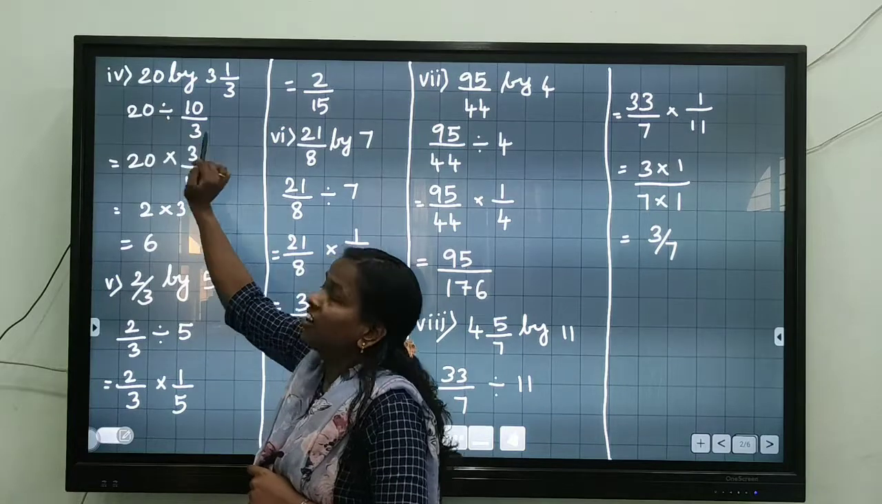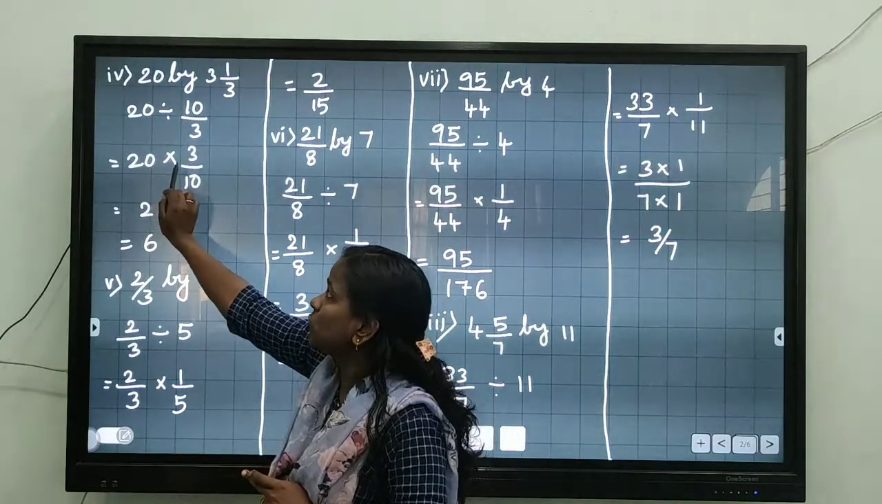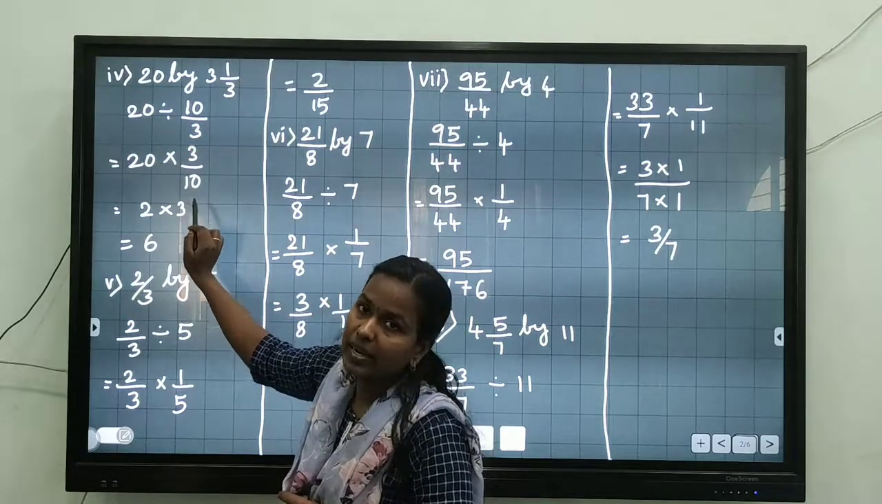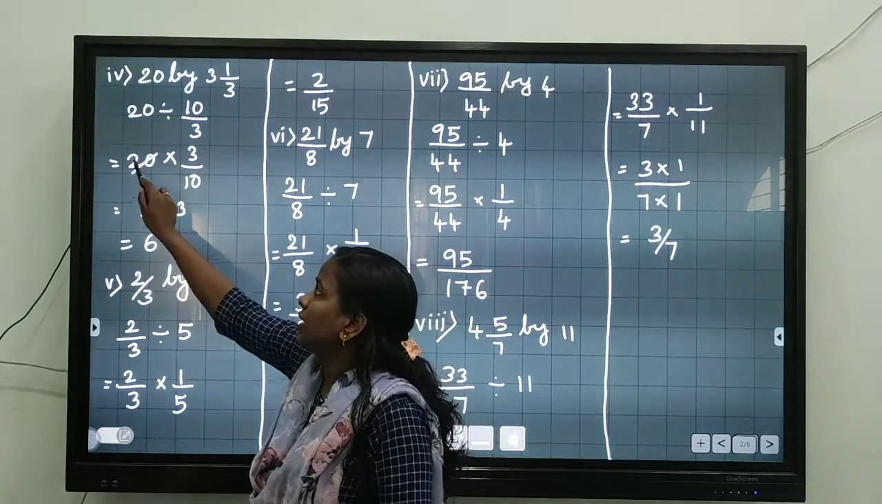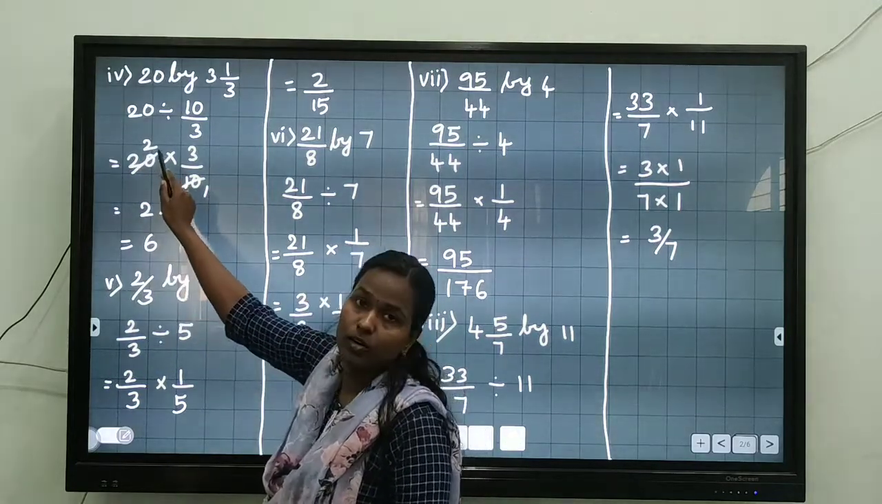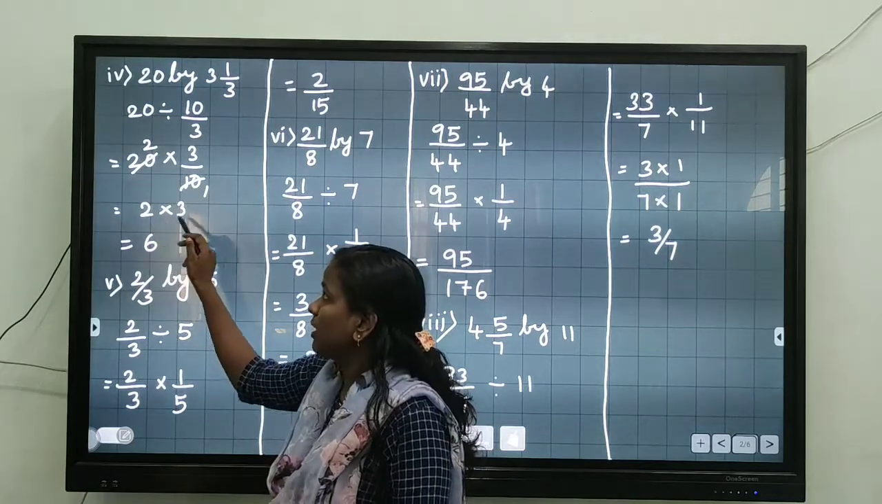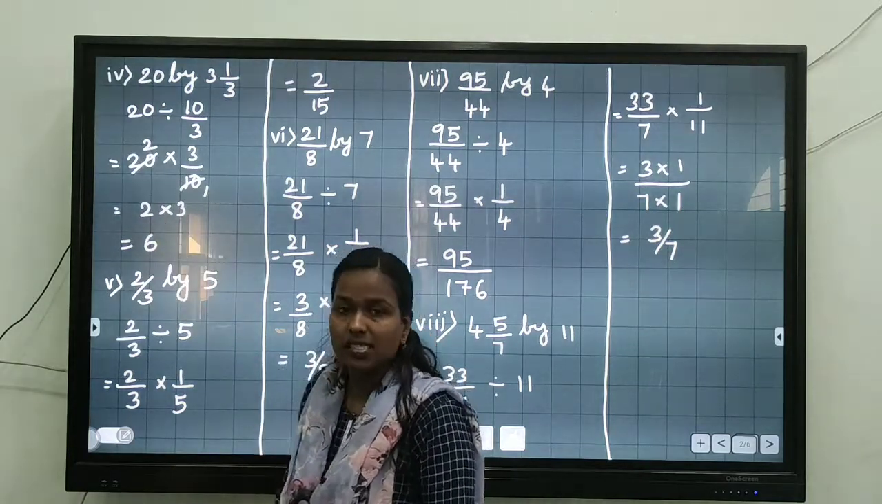Now find the reciprocal of the second fraction. If you find the reciprocal of second term, you will get multiply of 3 by 10. So 1 10s are 10. 2 10s are 20. So what is the remaining? 2 multiplied by 3. Denominator 1, so we no need to mention that one. So 2 multiplied by 3, you will get the answer as 6.